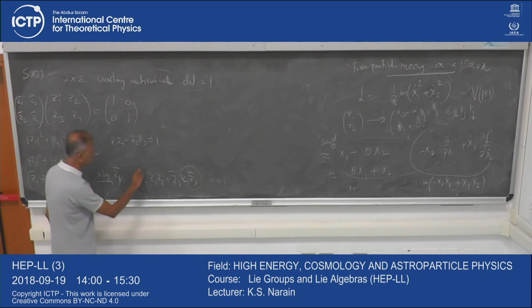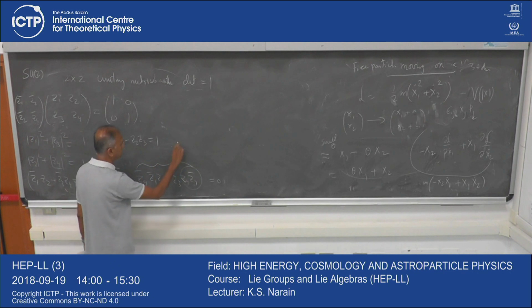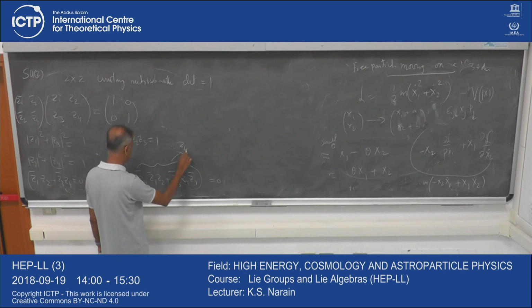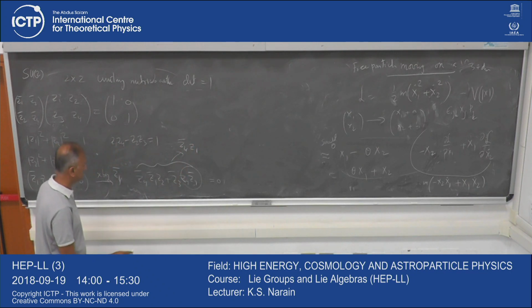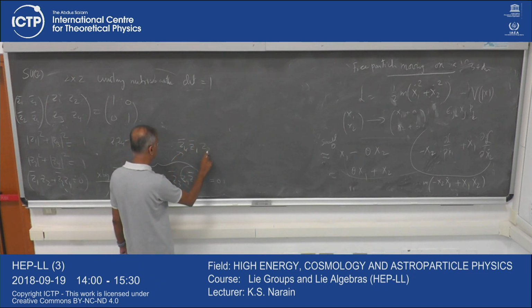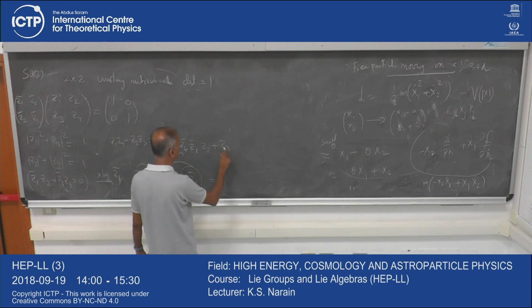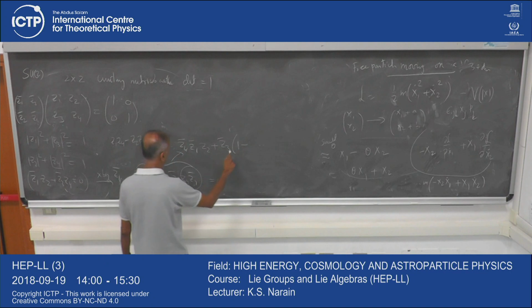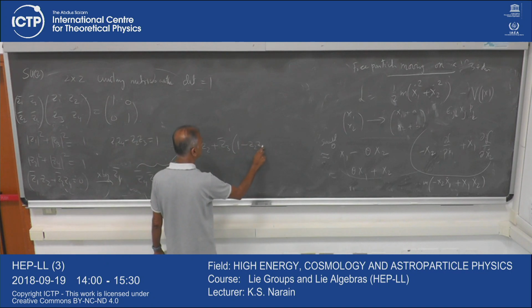So this quantity becomes Z4 bar Z1 bar Z2 plus Z3 bar times 1 minus Z2 bar. That's equal to 0.